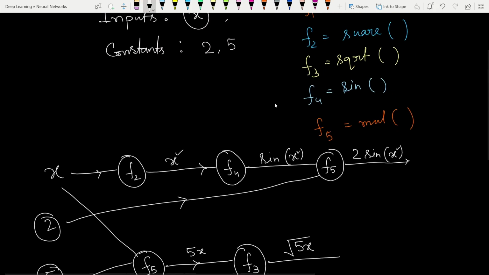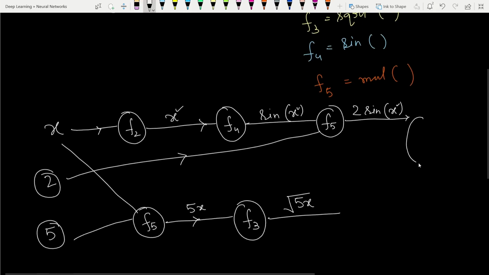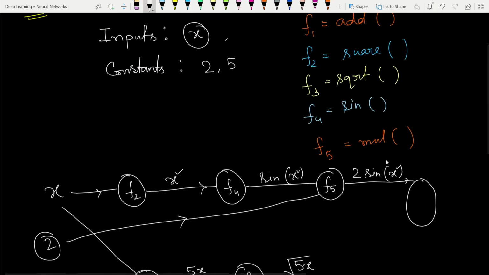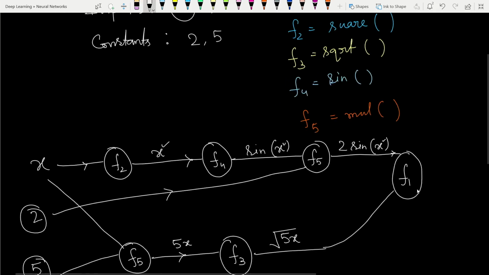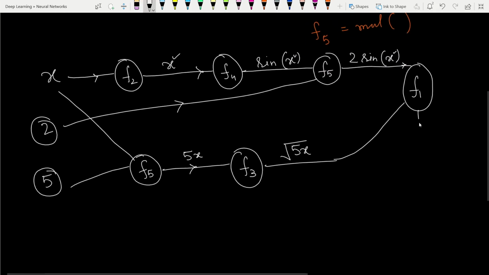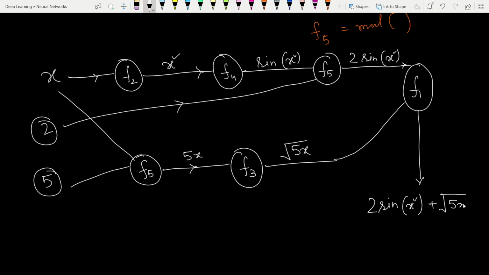Okay, now we will produce these two. Now again, one function we require here. This function we require for addition, that is called f1. And finally, if we take the output of the function, the output will be 2 sine x square plus 5x. That's the simple representation. These things are called our input. This is called the output layer.